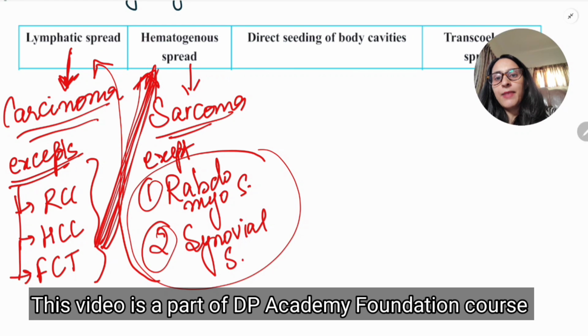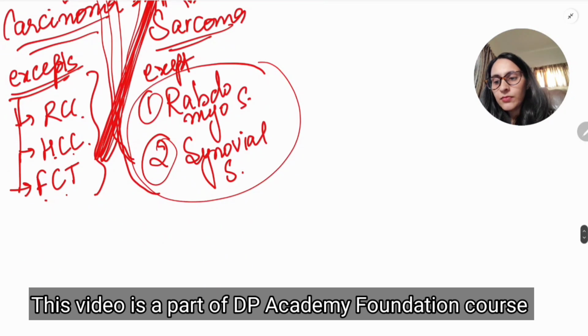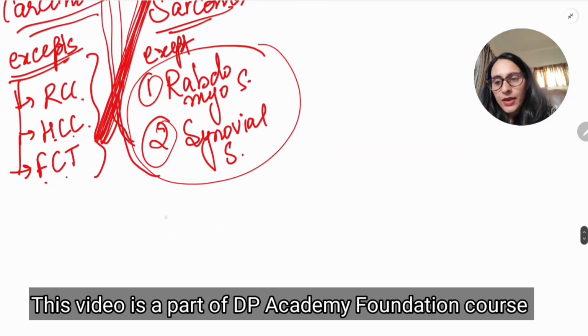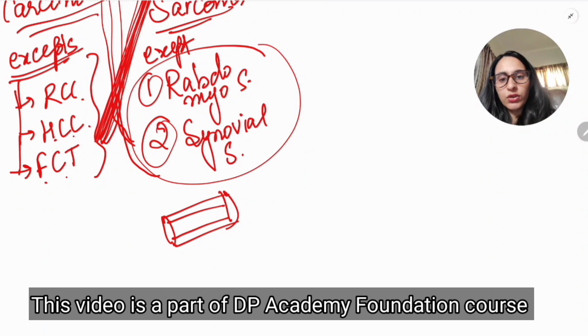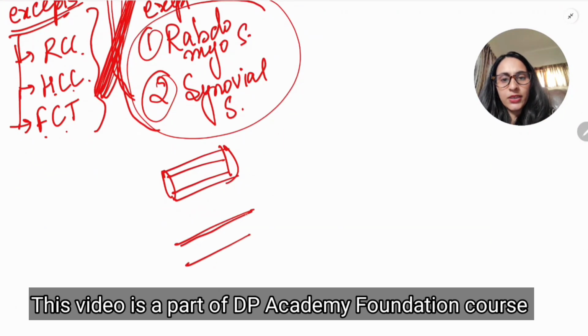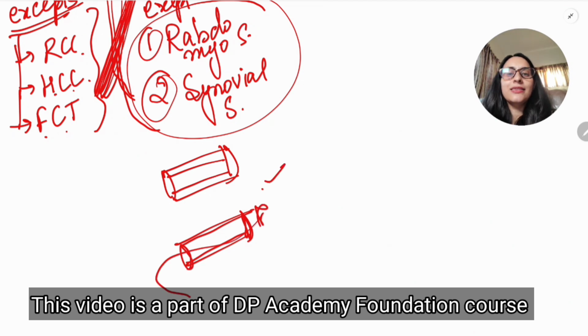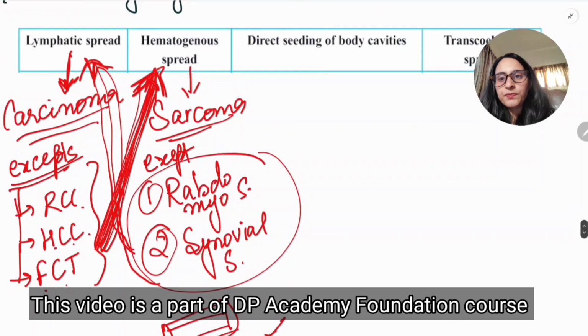All the carcinomas take the lymphatic route, with three exceptions: renal cell carcinoma, hepatocellular carcinoma, and follicular carcinoma of the thyroid. All the sarcomas take the hematogenous spread, but we have two exceptions, rhabdomyosarcoma and synovial sarcoma, that take the lymphatic spread. The hematogenous spread is via arteries and veins. Arteries have thicker walls, and therefore it is very difficult to go through this route. On the other hand, veins have thin walls, and that is why it is easier for them to take this route. So veins are the ones that are easily affected.